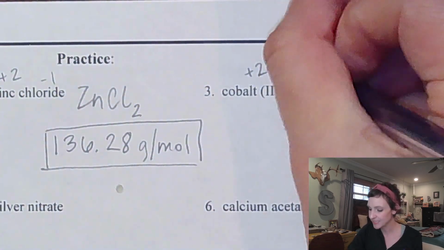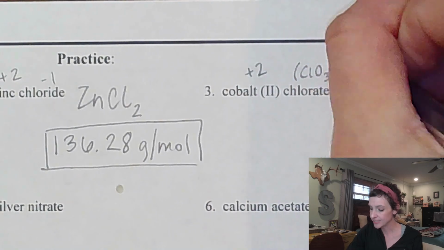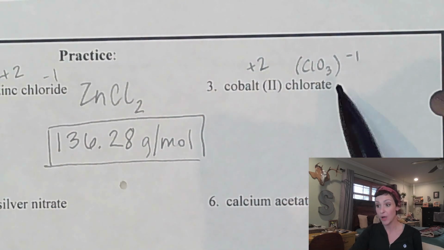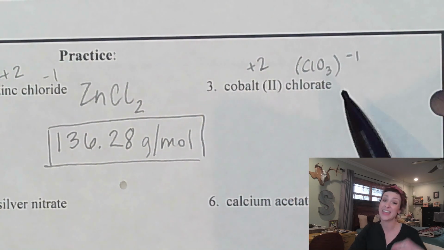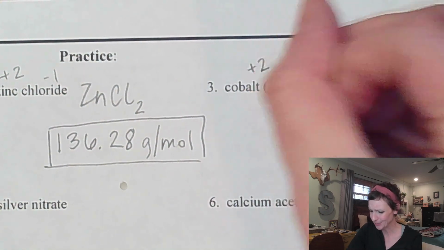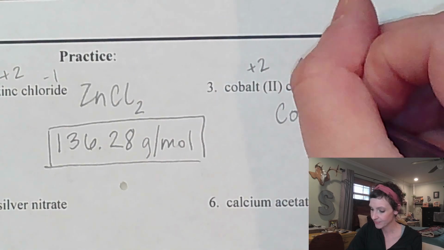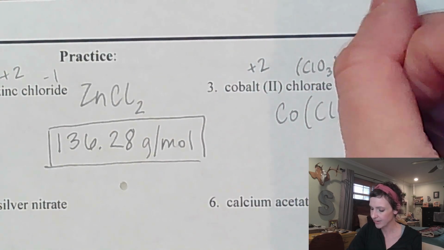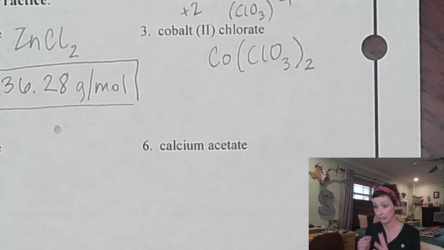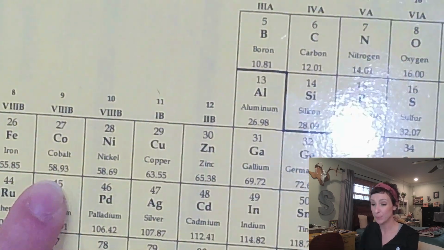So if it helps for your crisscross, right, that 2 that's coming from the cobalt is going to fall on the outside of the parentheses for that chlorate. So my cobalt(II) chlorate is Co(ClO3)2. So that's my formula for cobalt(II) chlorate. I've got a little bit more going on here. I've got one cobalt though. So cobalt, we're going to find him. He's got a molar mass of 58.93.